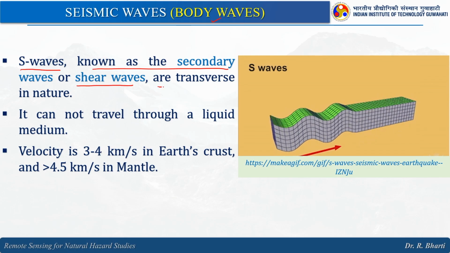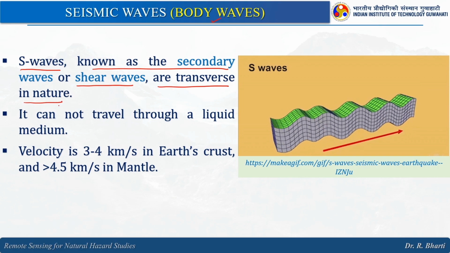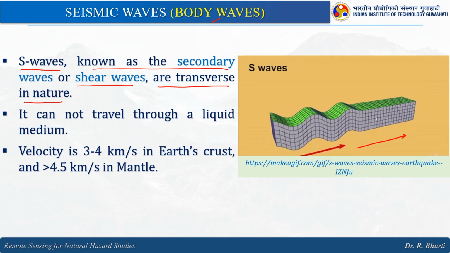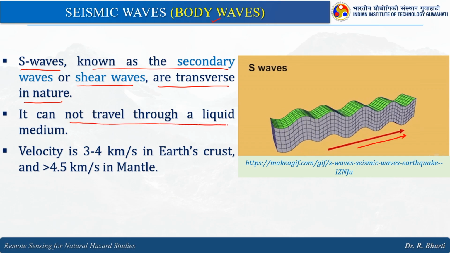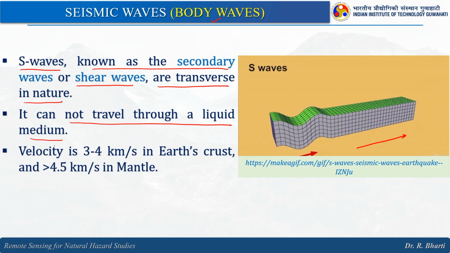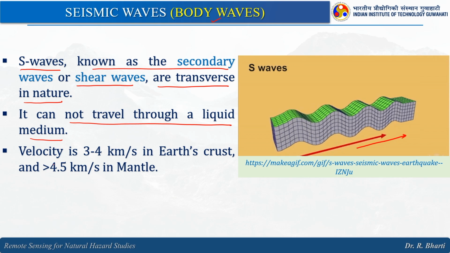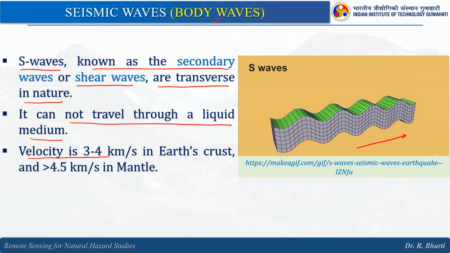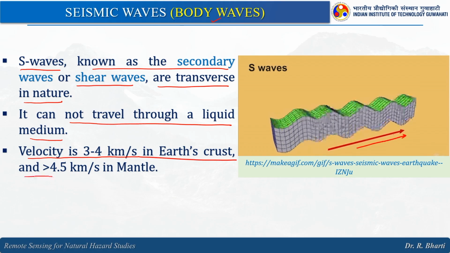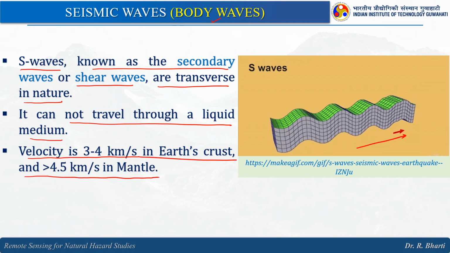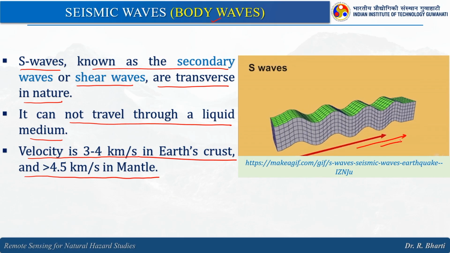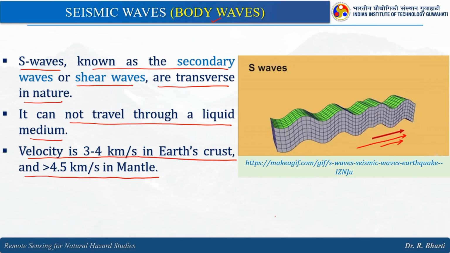Then comes the second body wave, that is the S wave, also known as the secondary wave or shear wave, which is transverse in nature. So, this is how it propagates. It cannot travel through a liquid medium. So, it is only propagating through a solid. So, the earth crust is the only target. Velocity is 3 to 4 kilometers per second in the earth crust and more than 4.5 kilometers per second in the mantle. So, this is how the S wave travels.